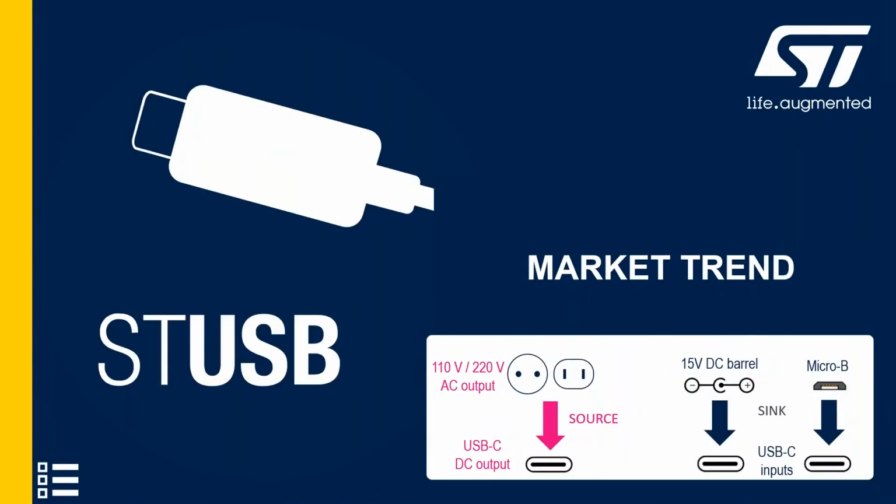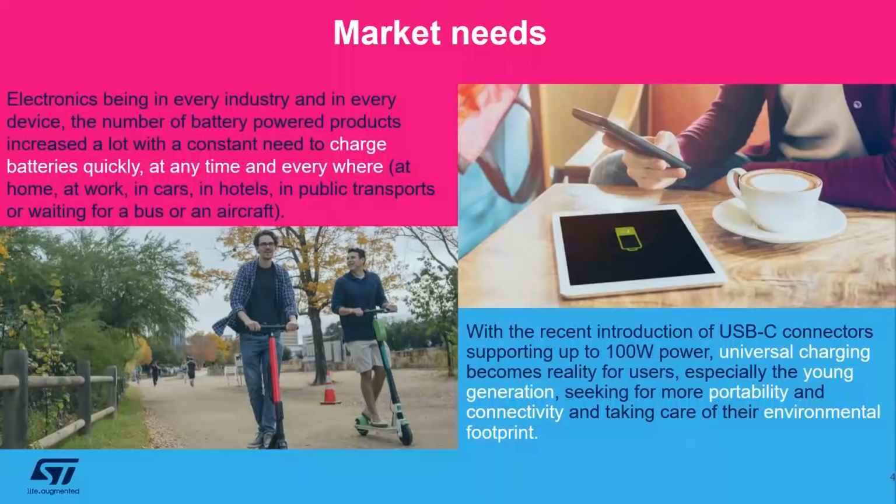Market trend. The market is evolving today. There are plenty of portable battery-powered devices with different power capacities that need to be charged quickly, anywhere, and at any time. So carrying many kinds of AC adapters is a mess. There is always one missing, and the young connected generations are looking for simplicity, portability, but they are also sensitive to their environmental footprint. This is why 100 watt universal charging based on USB-C can cope both with charging technical requirements and young people's expectations and way of life.